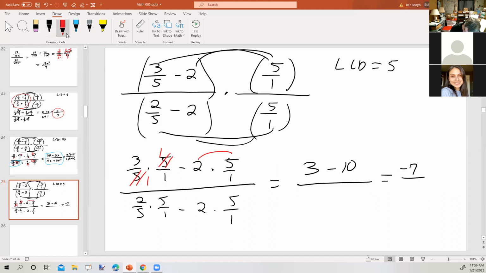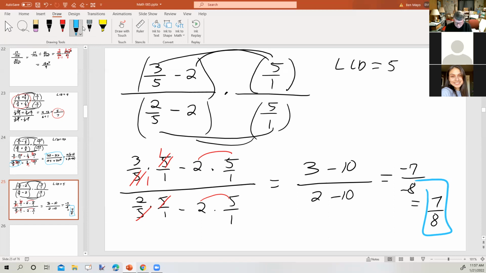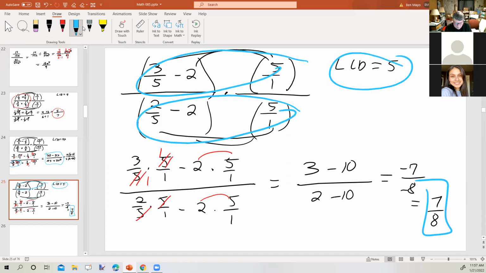In the denominator, the 5s reduce down, giving me 2, and then minus 10, which is -8. Negative divided by negative is positive. So my final answer should be 7/8. Any questions about that? So what are the steps? Find the LCD, multiply the top by it, multiply the bottom by it, reduce everything down, simplify it. And then when you've got a final simple fraction, see if you can reduce it further.